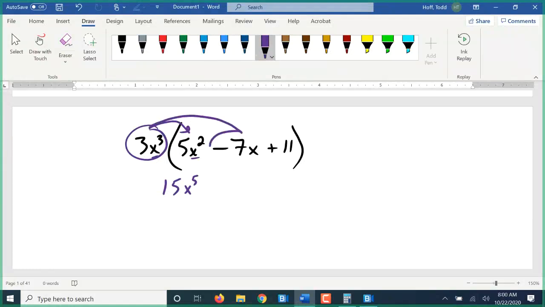3x to the third times a negative 7x. 3 times negative 7 is negative 21. X to the third times x is x to the fourth. And 3x to the third times 11. Well, 3 times 11 is a positive 33. And then it's the x to the third. There's nothing to combine with it.